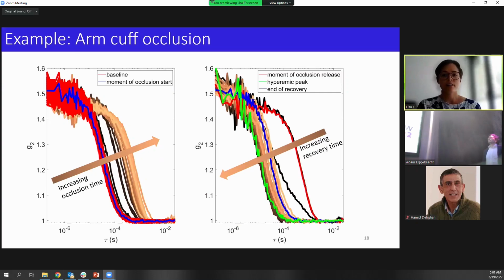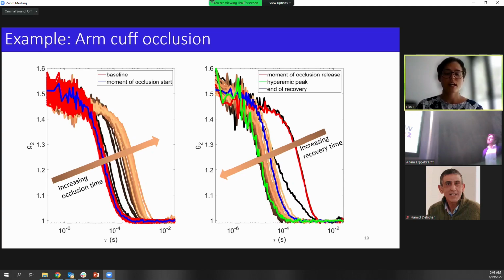If we look now at the raw data taken from this experiment, these are the G2 curves, so the intensity autocorrelation curves that were taken during this measurement. If we start on the left-hand side, all of the curves that are colored in red correspond to the curves that were taken during the baseline period. The blue curve corresponds to when the arm cuff occlusion started. And then all the brown curves show the curves that were acquired during the occlusion of the arm cuff.